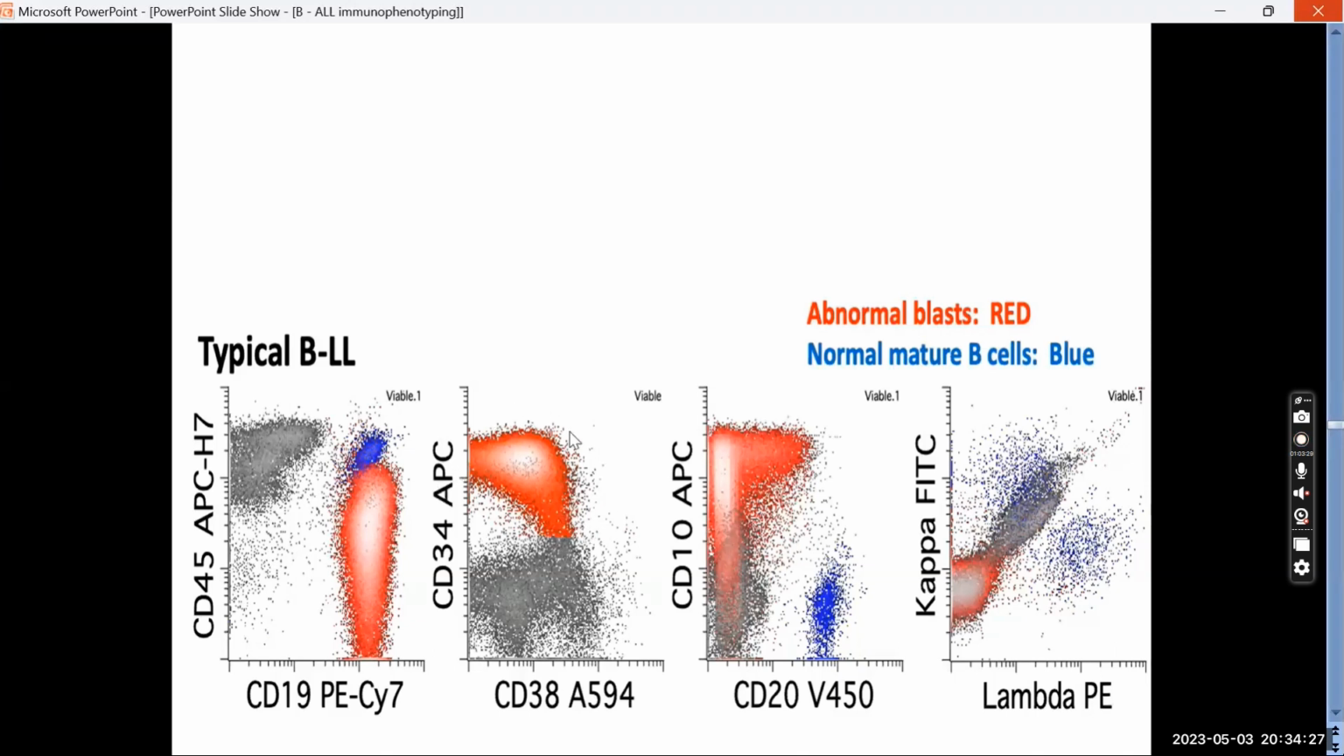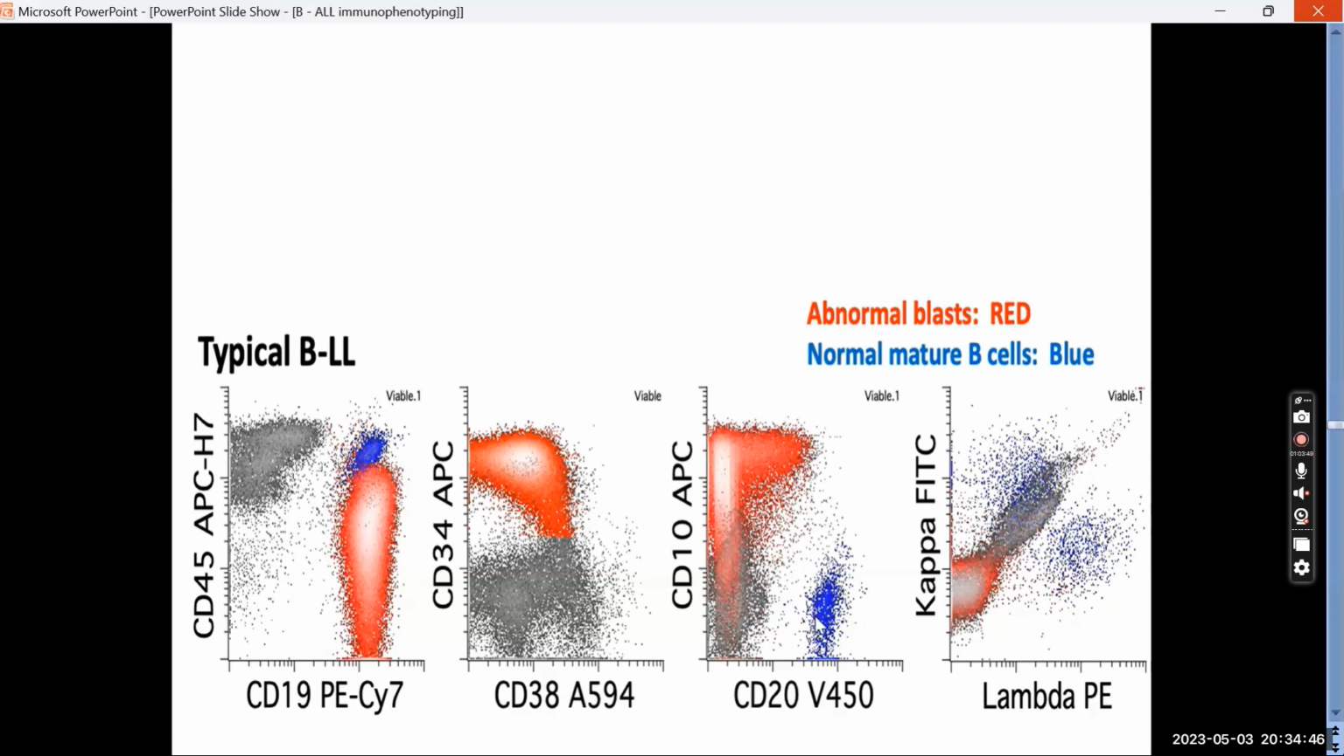So the blast is positive for CD34. So one immature marker is there, CD45 weak expression is one immaturity sign. CD34 expression is another immaturity sign. CD10 expression is another immaturity sign. You find CD20, most of the blasts are negative. A small subset is dim positive.